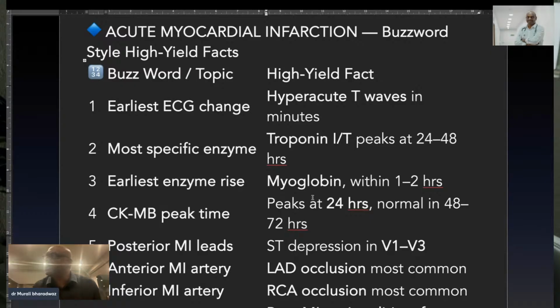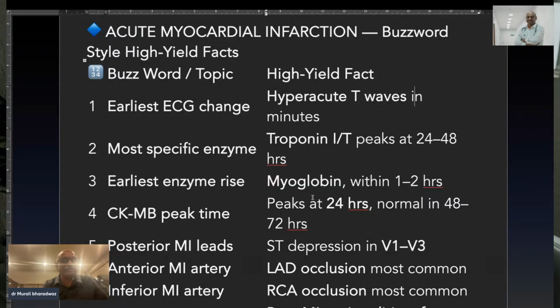What are the earliest ECG changes between ST elevation, T wave inversion, hyperacute T waves, Q waves? It is the hyperacute T waves. T waves will be tall. How do you know whether it is any repolarization defect or whether it is due to MI? You look whether it is a symmetrical T wave or asymmetrical T wave. Based on that, you will basically decide. So which is symmetrical? That you need to check.